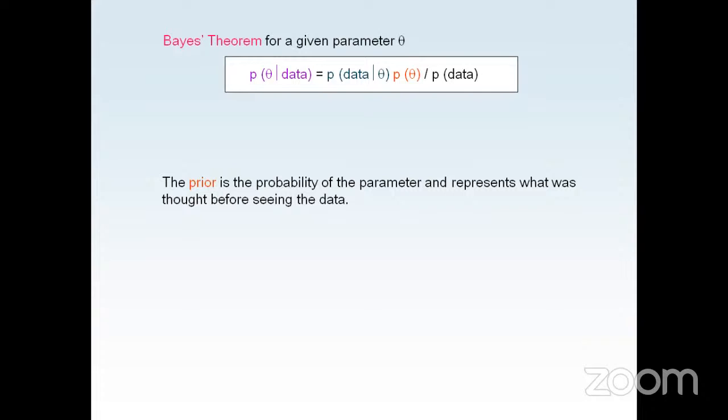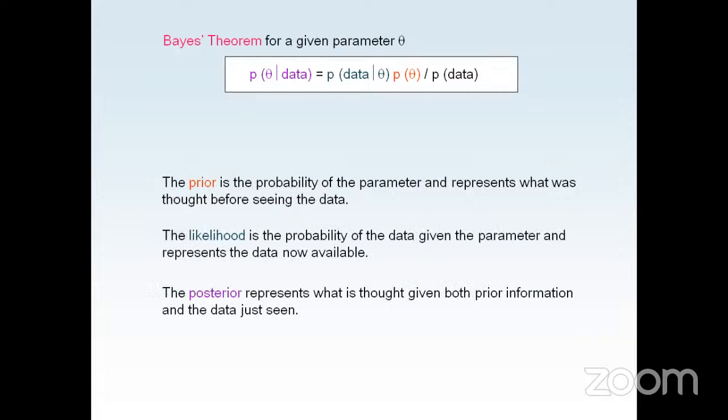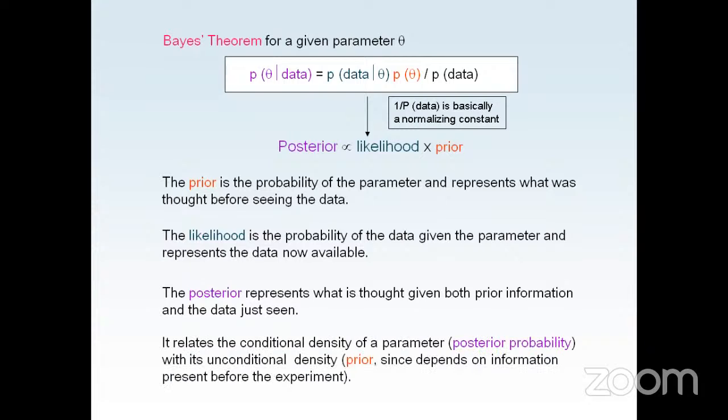So the prior is the probability of the parameter, and represents what was thought before seeing the data. The likelihood is the probability of the data given the parameter, and represents the data now available. The posterior represents what is thought given both the prior information and the data just seen. So the posterior corresponds to the likelihood times the prior.